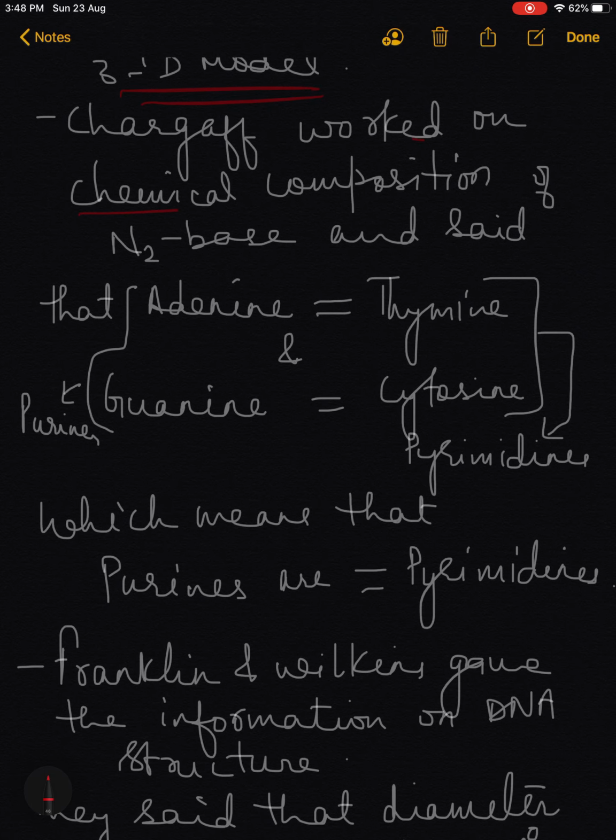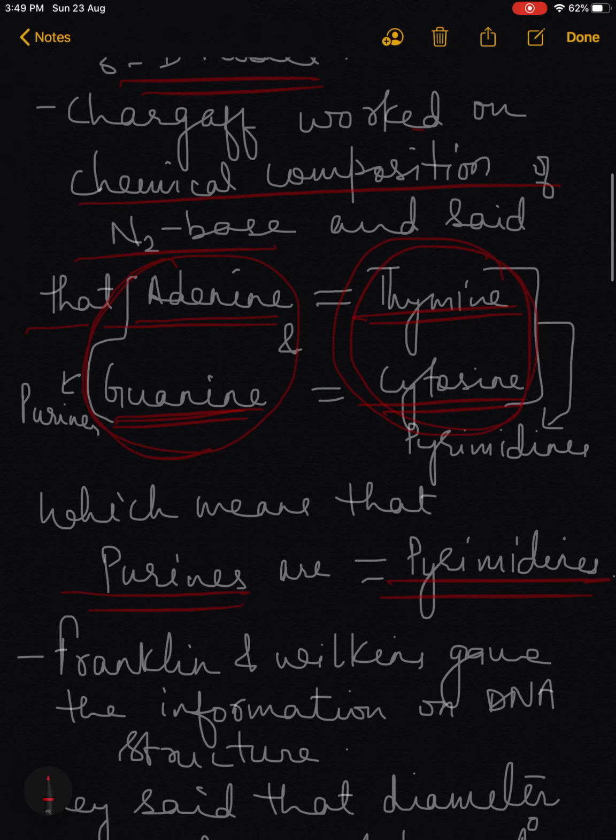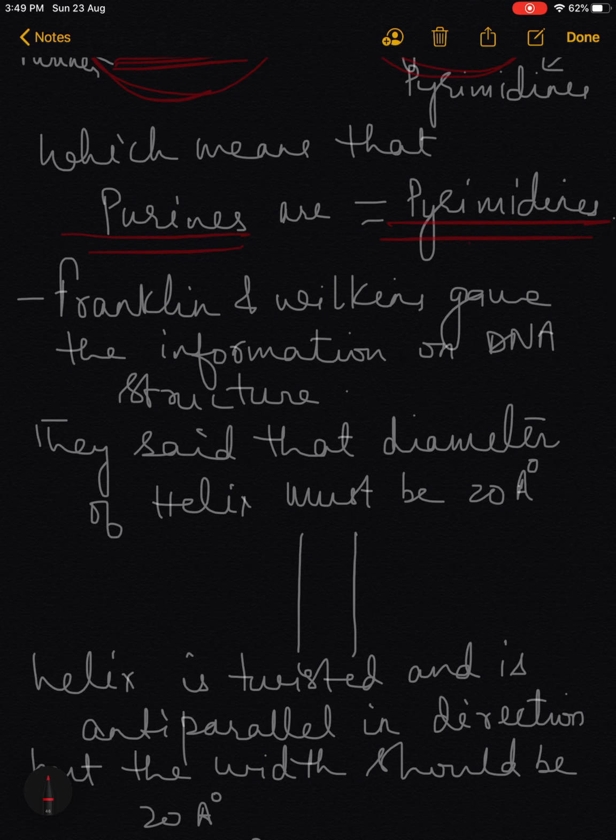Chargaff worked on the chemical composition of nitrogenous bases, and he said that the number of adenines is always equal to thymine, and the amount of guanine is always equal to cytosine. And you know that adenine and guanine are the purines, and thymine and cytosine are the pyrimidines. That means the number of purines is always equal to the number of pyrimidines. This was the first rule given by Chargaff.